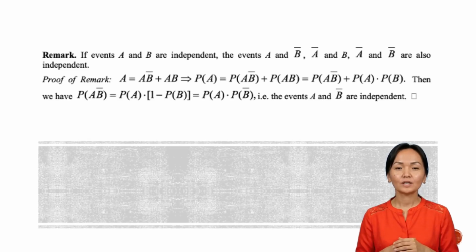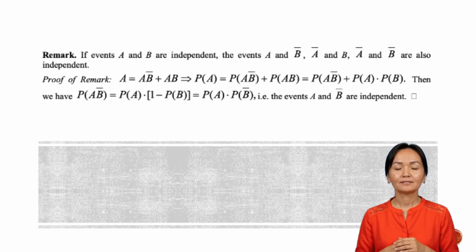Now let's explore an important remark about independent events. If events A and B are independent, then several other pairs of events are also independent. Specifically, the events A and the complement of B are independent, the complement of A and B are independent, and the complement of A and the complement of B are also independent. This is a very useful property because it allows us to work with complements of events without losing the independence relationship. Let's look at the proof of this remark for one case.